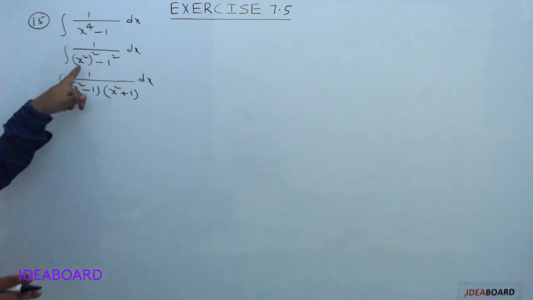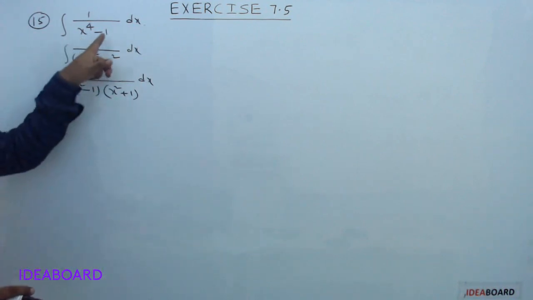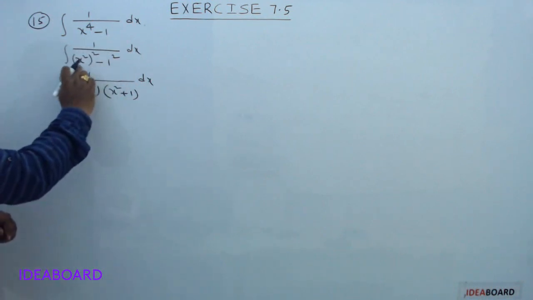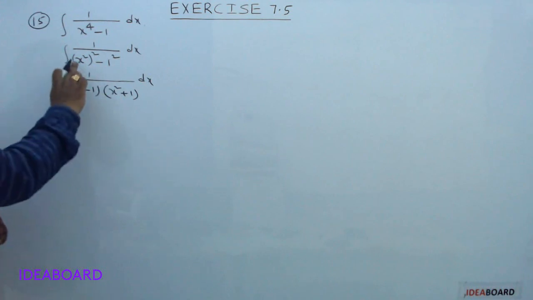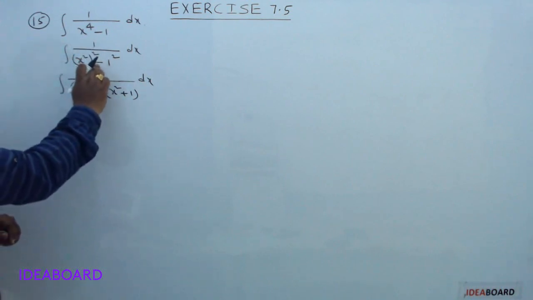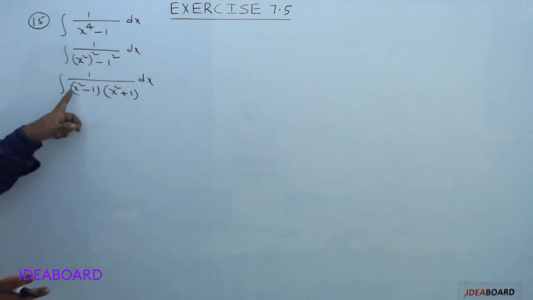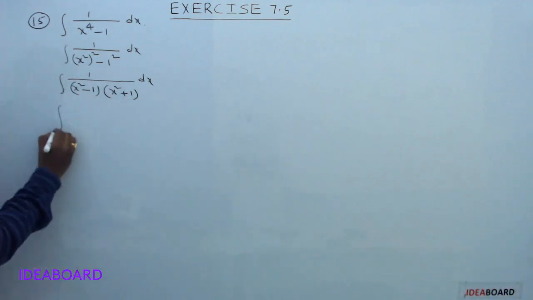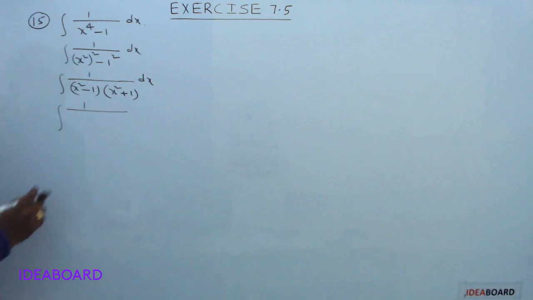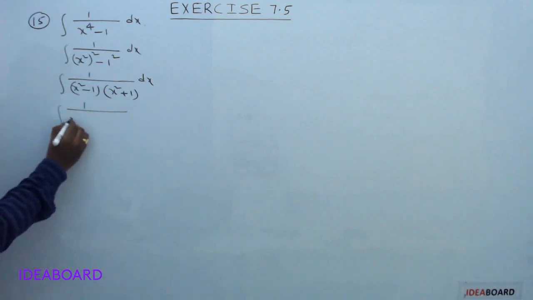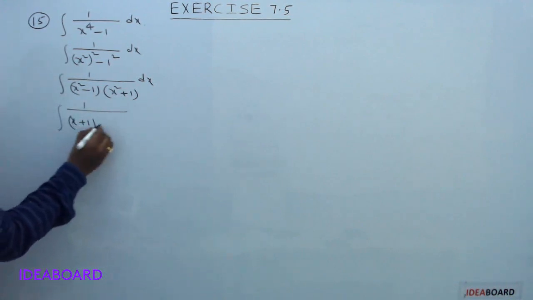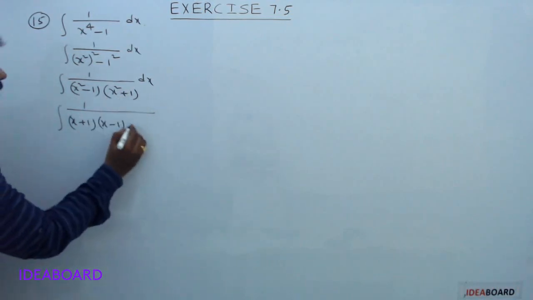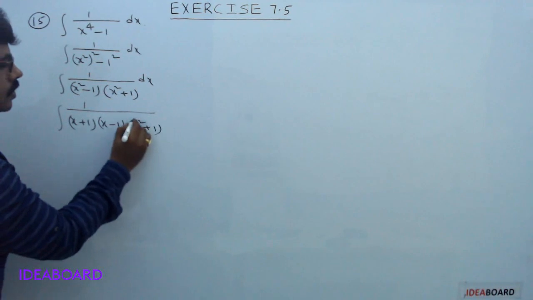x power 4 can be taken as x square whole square, 1 can be taken as 1 square. Consider x square as a and this 1 as b. It is of the form a square minus b square. Factors: a minus b into a plus b. Now this is integral 1 divided by x square minus 1 can be taken as x plus 1 into x minus 1, into x square plus 1 dx.